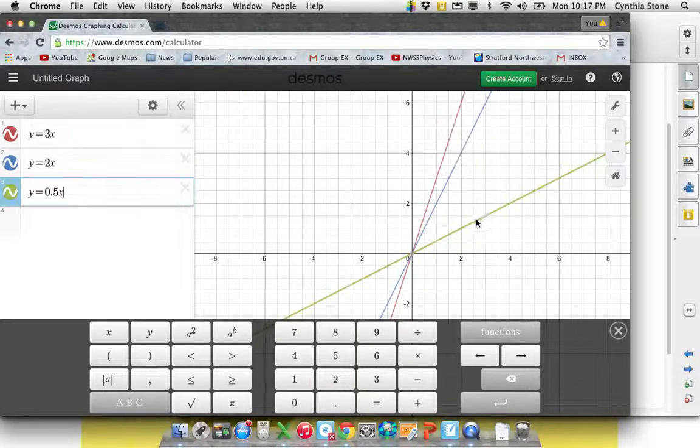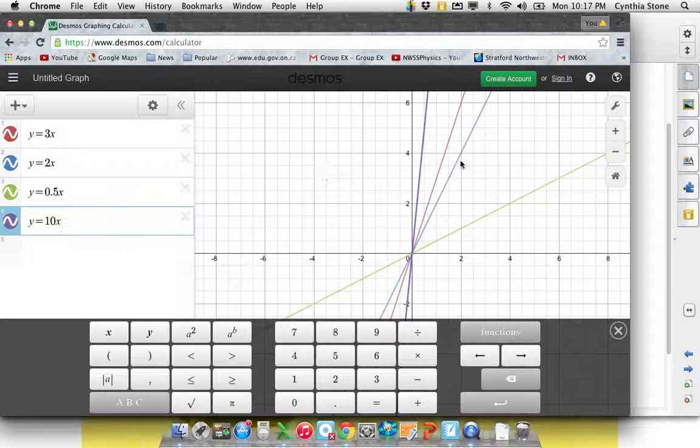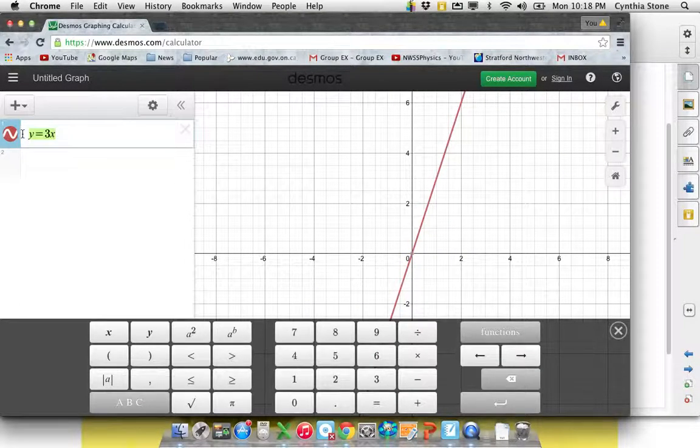So numbers that are closer to 0 have less of a steep slope, and numbers that are high, like 3, or we could do 10, right? y equals 10x, and you can play with this yourself. The steeper the line, the higher the slope. So go ahead and play with that for a minute, and you can pause it if you want right now, but I'm just going to show something else here.